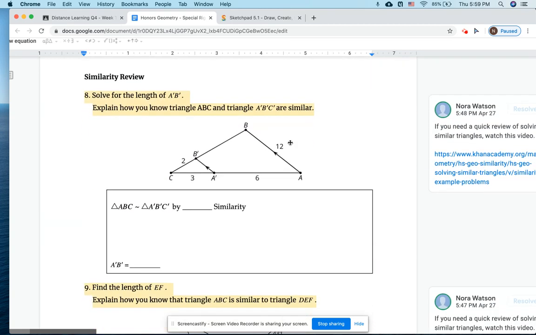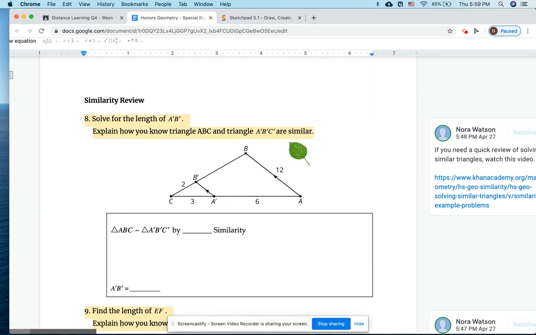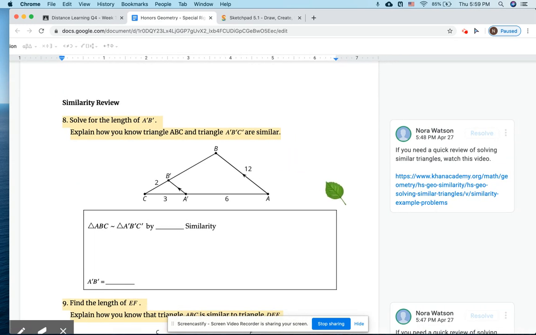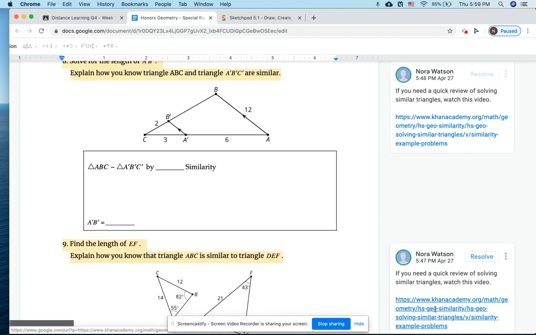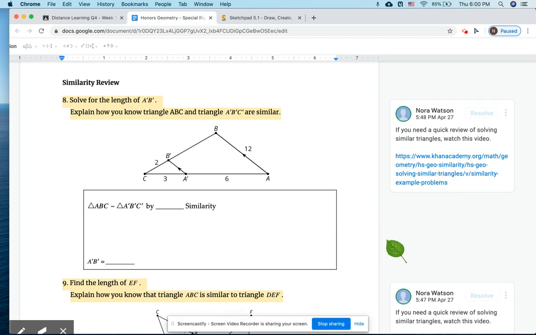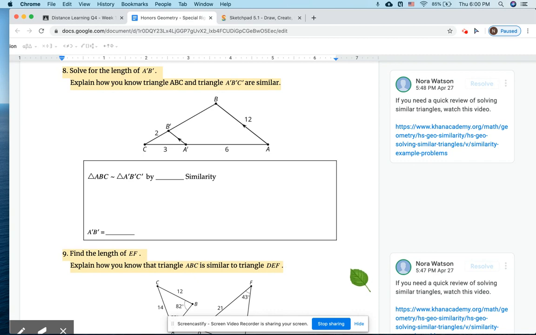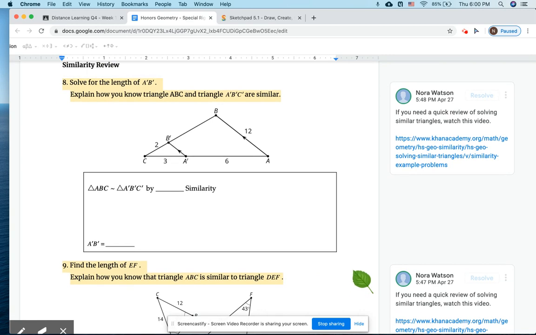Okay. Problems 8 and 9 are similarity review problems. So if you need a review of solving similar triangles, you can click these links here. If you ask for more guidance on solving these problems, like if I see that a lot of people are getting stuck, I can post another video to give you some guidance for these. But what I recommend is set up a proportion by figuring out which side lengths are corresponding.